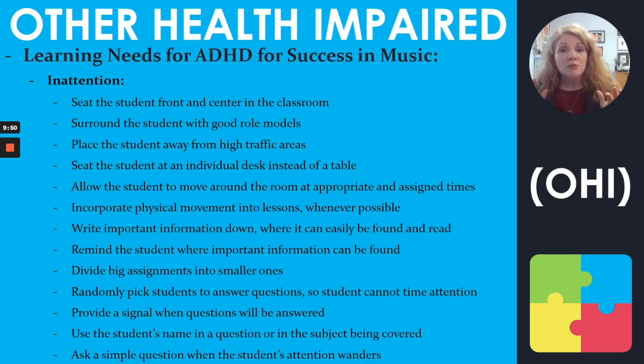Allow the student to move around the room at appropriate and assigned times. You need to have wiggle time. There's no way these kids can sit for 15 minutes or 40 minutes. They've got to have time to move. They are kinesthetic learners. They got to move. Incorporate physical movement into lessons.